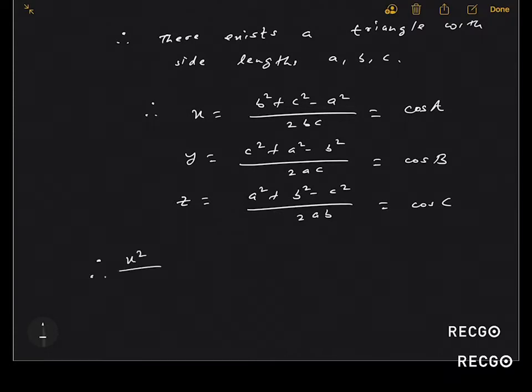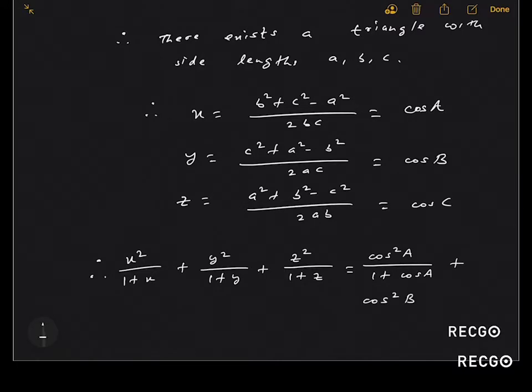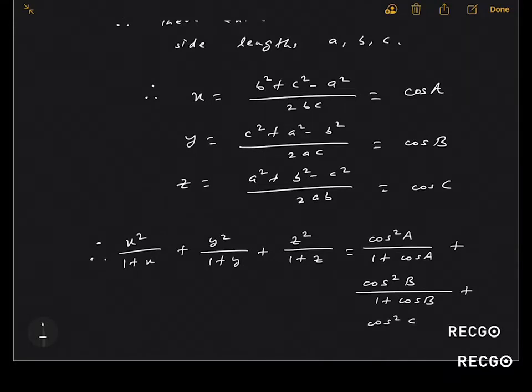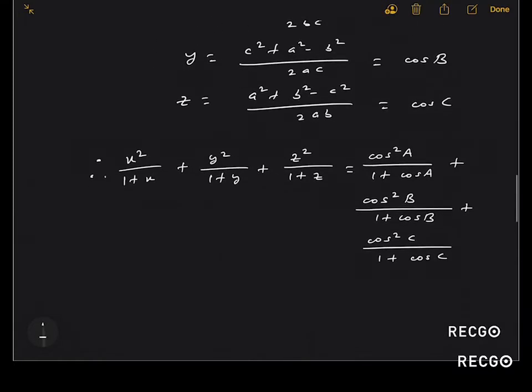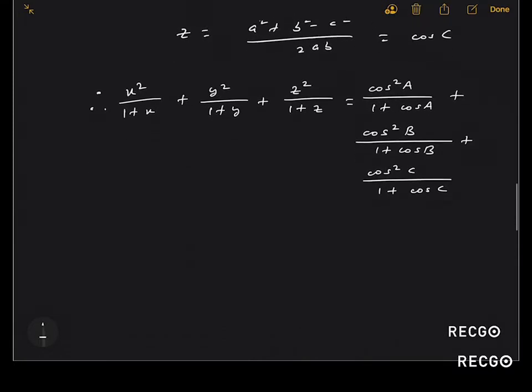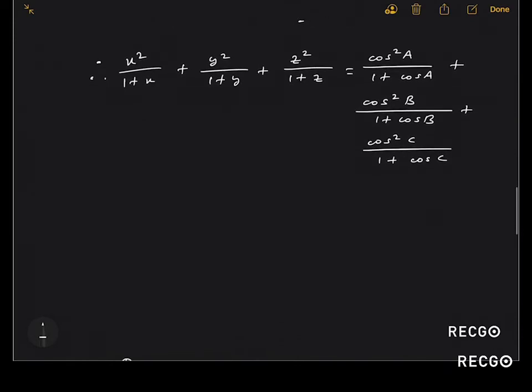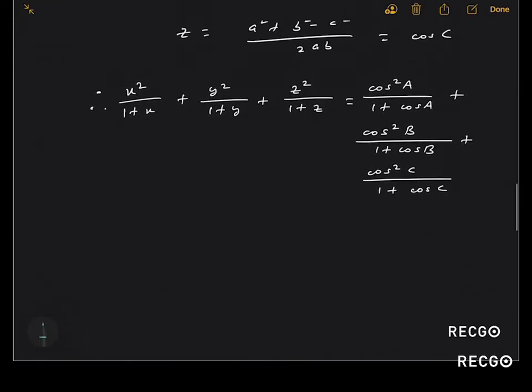So if I put x, y, z in this expression, x² by 1 plus x plus y² by 1 plus y plus z² by 1 plus z, I'm getting a new expression in terms of cosine of angles A, B, C. We are getting cos²A by 1 plus cos A plus cos²B by 1 plus cos B plus cos²C divided by 1 plus cos C. So now I'm expecting this question to be a little easier, because using trigonometry there exist some standard results in terms of angles. We should now feel a little bit easier compared to x, y, and z.